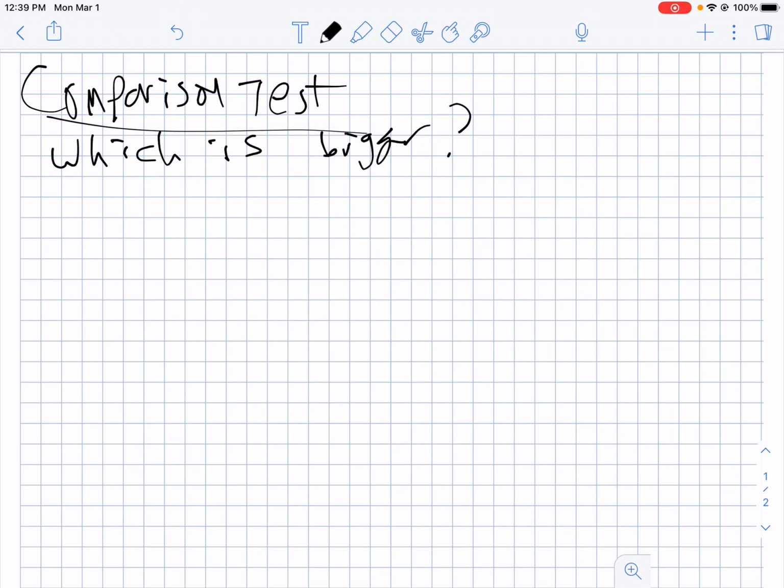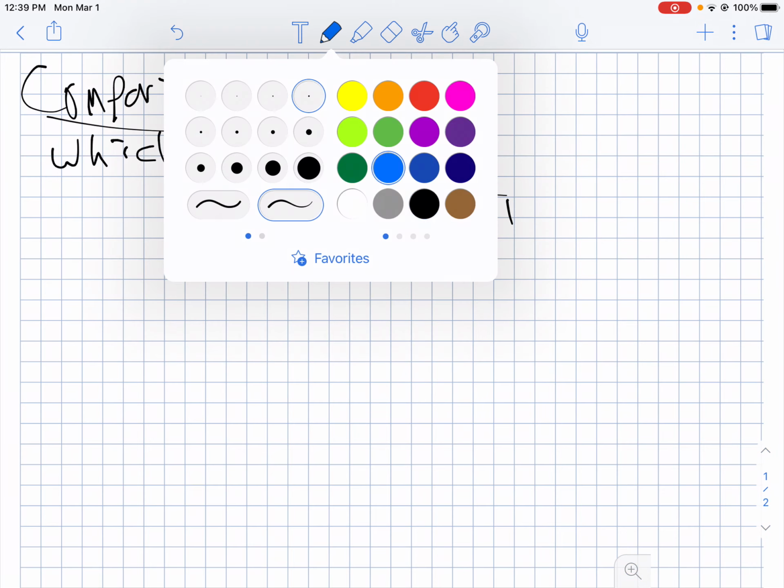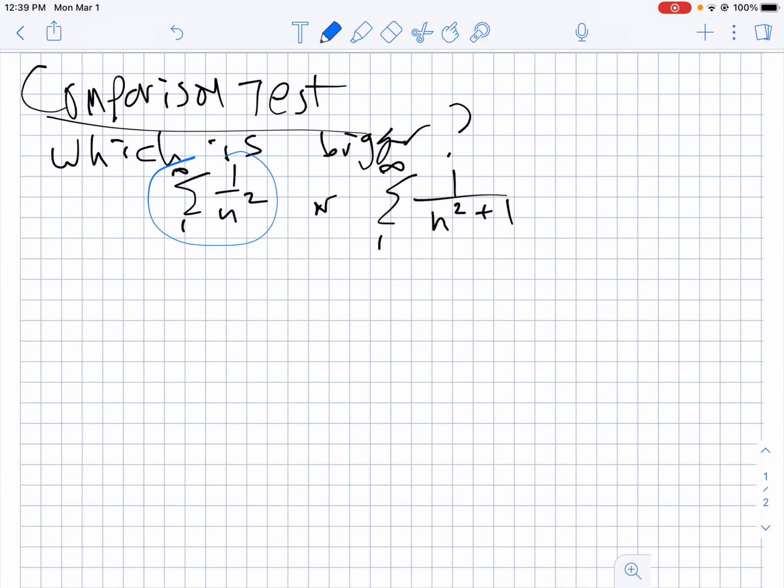Is it going to be the sum of 1 over n squared from 1 to infinity, or the sum from 1 to infinity of 1 over n squared plus 1? We'll think about that for a minute. And then hopefully the conclusion you came to is that 1 over n squared is bigger.